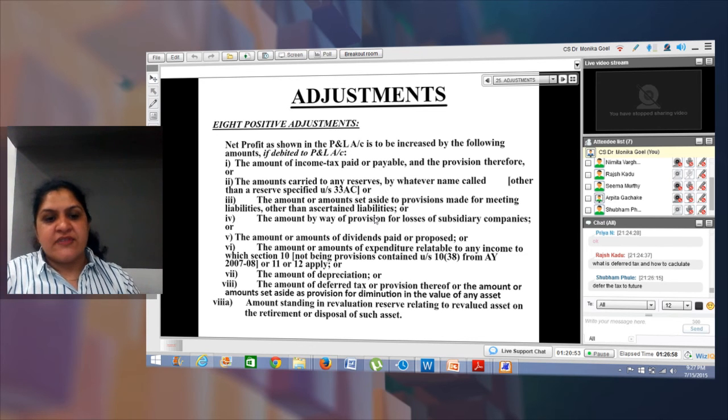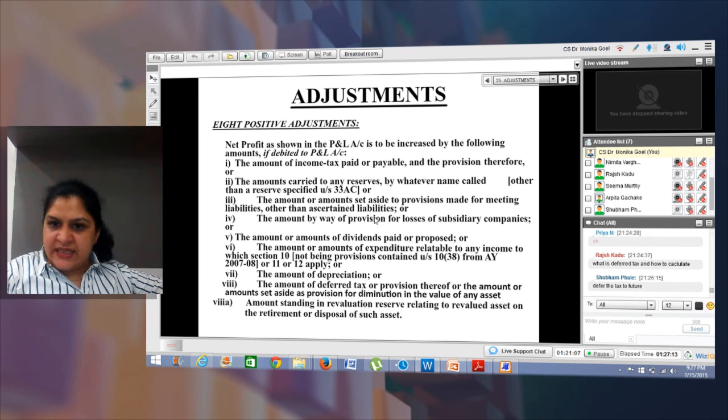So that is what deferred tax is all about. When you delay the payment of taxes, then you create a provision for deferred tax. Whenever there is a delay in payment of taxes, you create a provision for deferred tax. That provision has to be added back. Okay, Rajesh, is it clear? Is it clear?